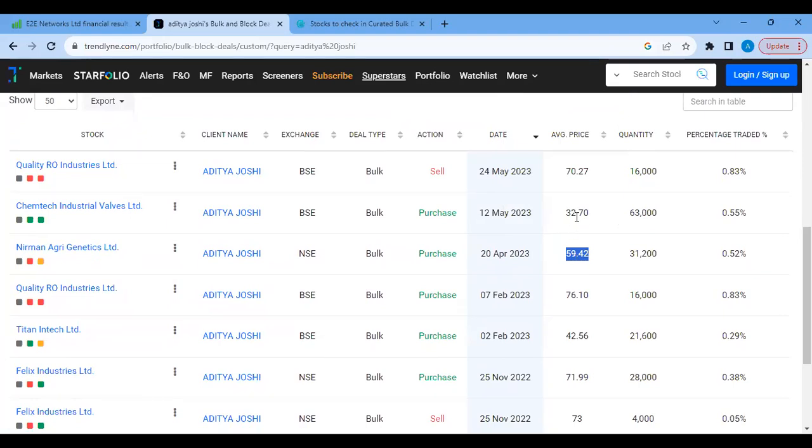Right? Chemtech, I purchased at 32 rupees. I'll tell you why I sold Quality Arrow. Felix, I purchased at 71 rupees. What's the price right now? It's 130, 140 rupees. This is my public portfolio. You can check here also. I can show my private portfolio, not a problem. That's also fine. My CAGR is more than 70%. I have 4x my personal wealth through microcap investing.